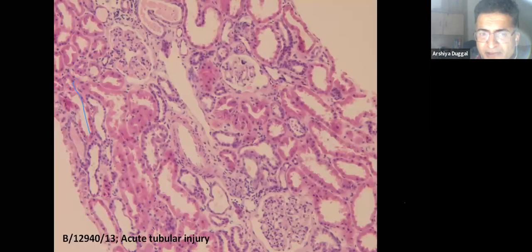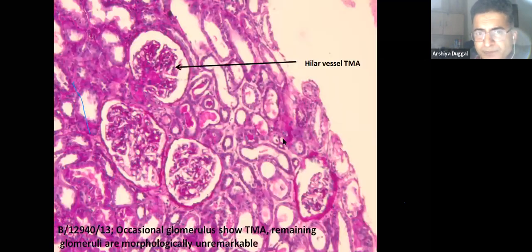So this was the second biopsy, and the second biopsy showed there was acute tubular injury. You can see these dilated tubules which are there. There was no interstitial inflammation, so no evidence of acute cellular rejection. Even the glomeruli look pretty good. The glomeruli were not showing any evidence of TMA in the present biopsy, except for an occasional glomerulus where the glomerular hilar vessel was showing a segmental TMA. As compared to the first wedge biopsy, there is significant reduction in the TMA. The ATN was more or less the same. There was no significant reduction in the degree of acute tubular injury, and that was the reason that this patient was dialysis dependent. But the TMA was significantly better.